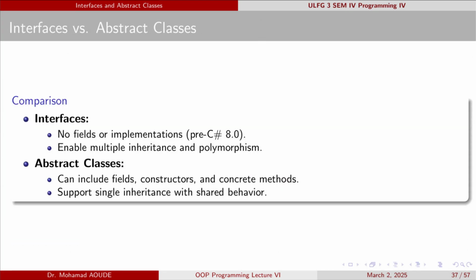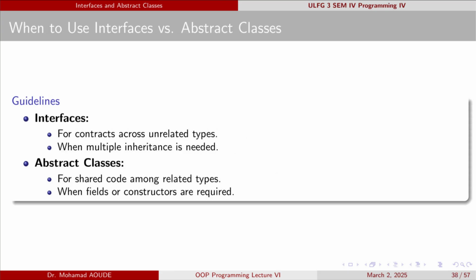Time for a comparison. Interfaces, no fields, no constructors, support multiple inheritance. Abstract classes can have fields, constructors, and implemented methods, but only support single inheritance. Choose based on whether you need behavior plus data, abstract class, or just behavior, interface. Guidelines for choosing. Use interfaces when you want to enforce behavior across unrelated types. Use abstract classes when you want to provide a common foundation with shared code for related classes. Remember, interfaces describe what should be done, abstract classes can describe how it's done.